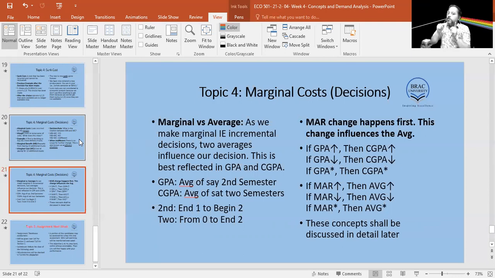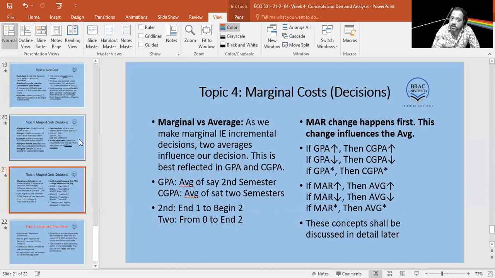Now, that semester could be the first semester, 0 to 1. That semester could be the second semester, 1 to 2. That semester could be the third semester, 2 to 3. Now, when we say GPA, we're talking of a single unit, first, second, third, and so forth. But as we move from first, second, and third, another average is also changing, and that average is our CGPA.